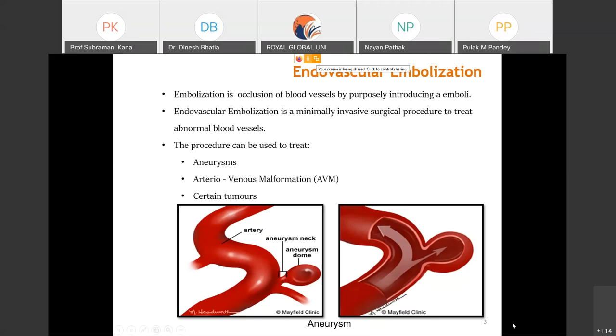Okay. Then how is it being treated? That is what the embolization is. It is the occlusion of blood vessels by purposely introducing an embolic. Okay, that is, embolic material will be introduced in that aneurysm zone. Generally it is done through minimally invasive surgery, where through the femoral artery they make a puncture and insert that material or treatment protocol from there. Okay, and this is endovascular embolization. It is being used for the treatment of aneurysm, arteriovenous malformation and certain kinds of tumors.